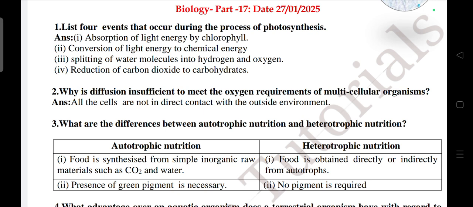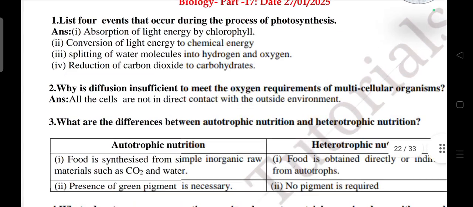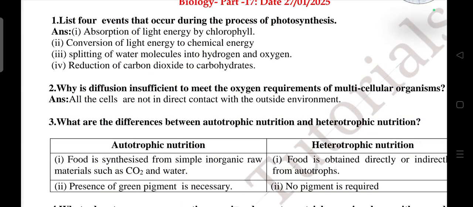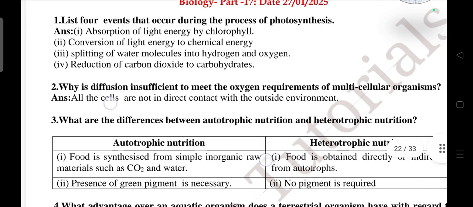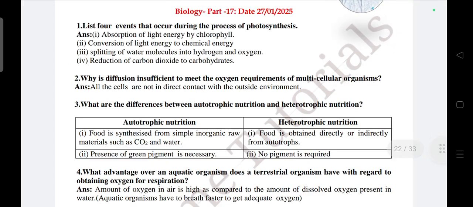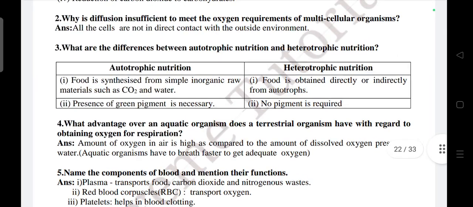So let's get started. List 4 events that occur during the process of photosynthesis. Answer: absorption of light energy by chlorophyll, conversion of light energy into chemical energy, splitting of water molecules into hydrogen and oxygen, reduction of carbon dioxide to carbohydrates. Next, why is diffusion insufficient to meet the oxygen requirement of multicellular organisms? All the cells are not in direct contact with the outside environment.